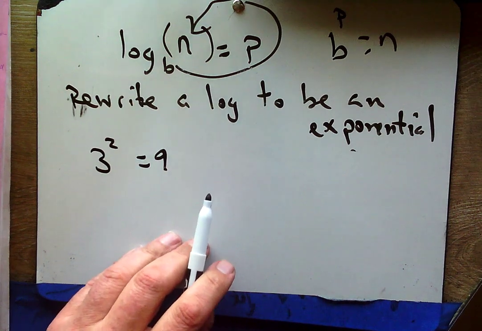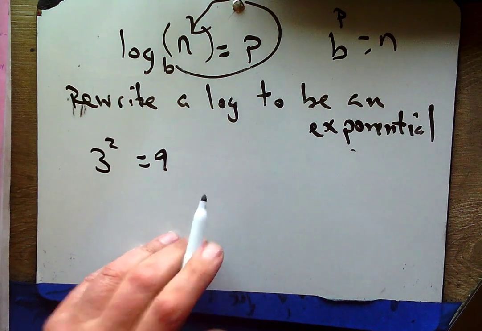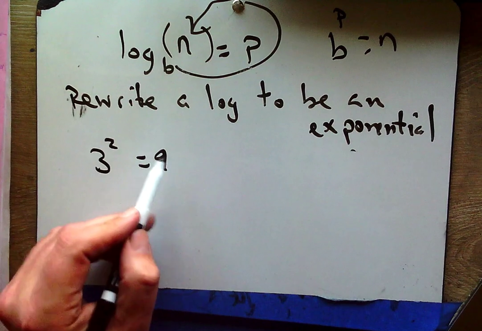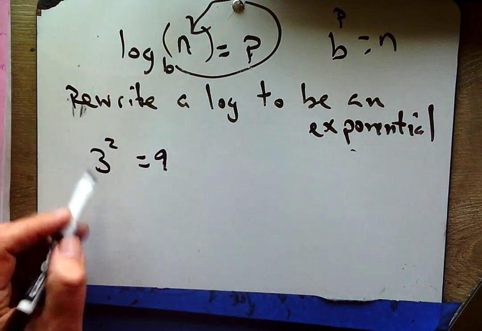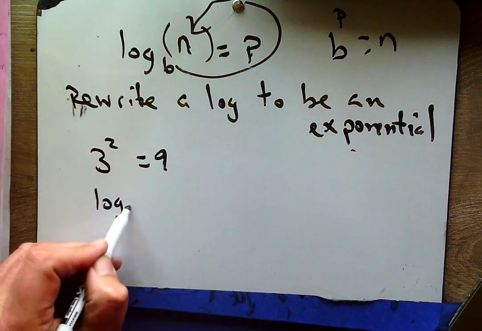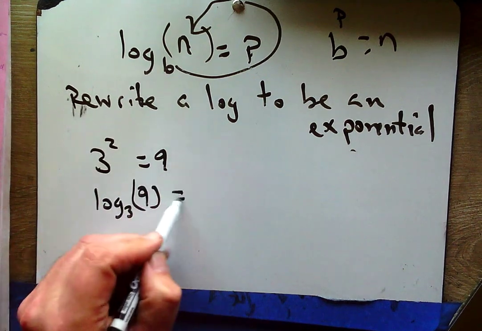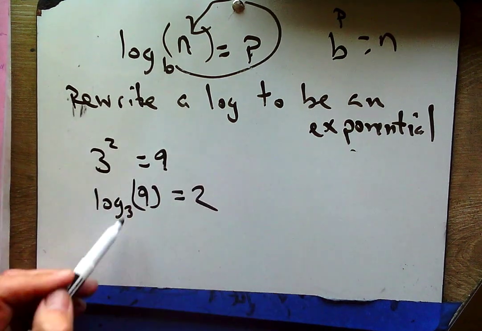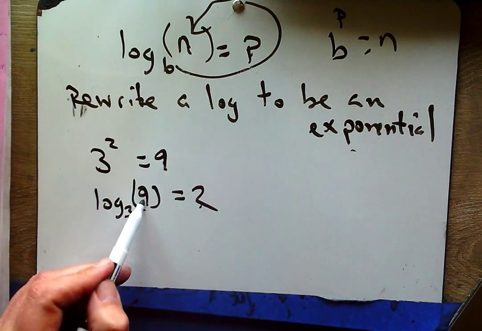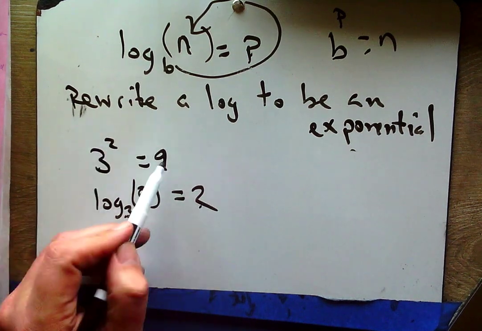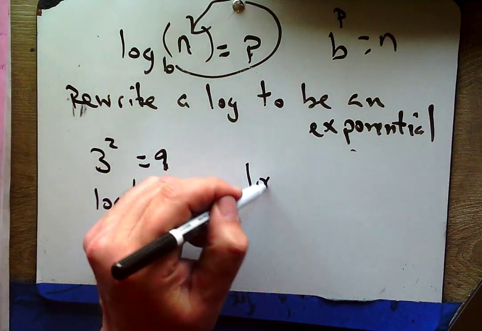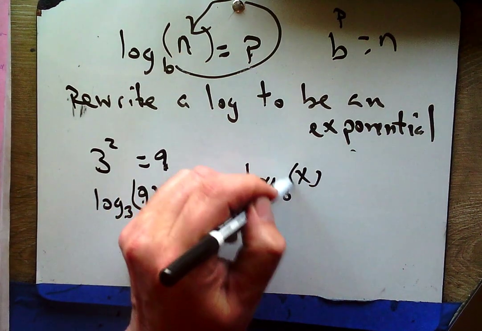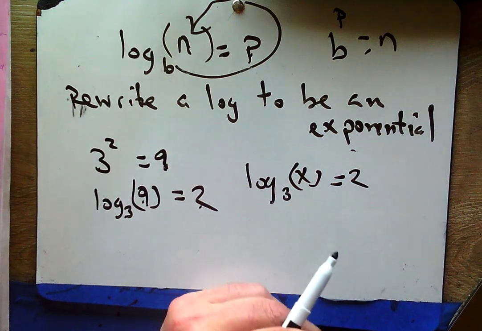Did you do it? How about now? Base, power, answer. So I'm going to have log base 3 of 9 equals 2. Base, power, answer. Okay. All right, how about this one? Log base 3 of x equals 2.